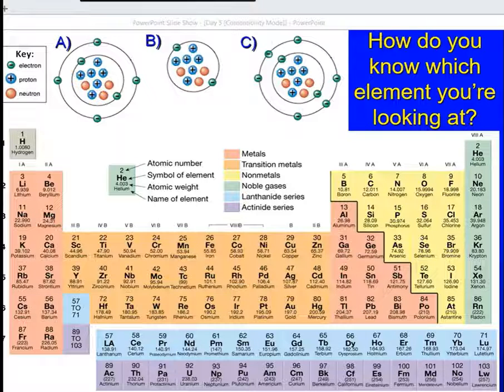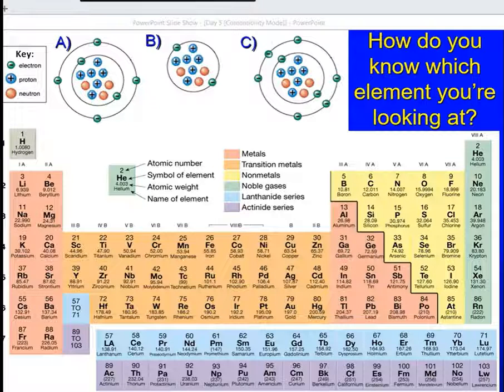Well, if I tell you that all three of these are exactly the same element, what's true about all three of those? Actually, it's 2 things that are true. Maybe that wasn't the best example. Let me just give you the answer since I can't interact with you guys anyways. So the key thing is the number of protons.